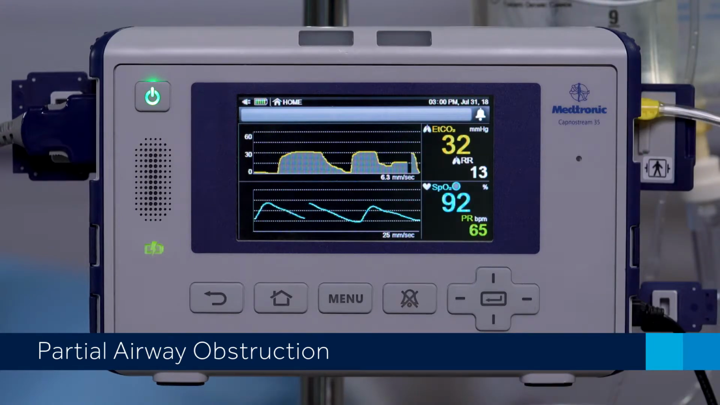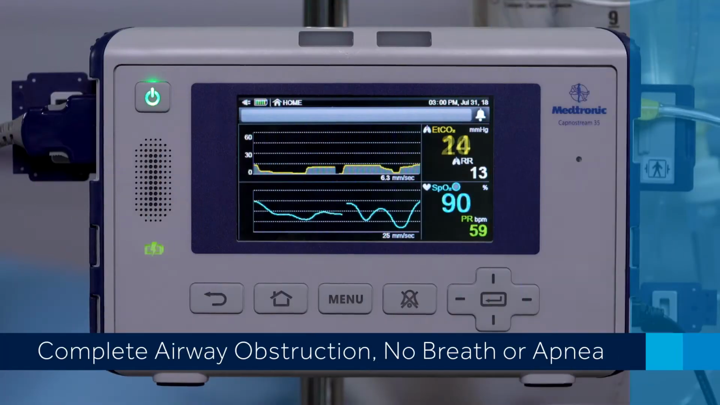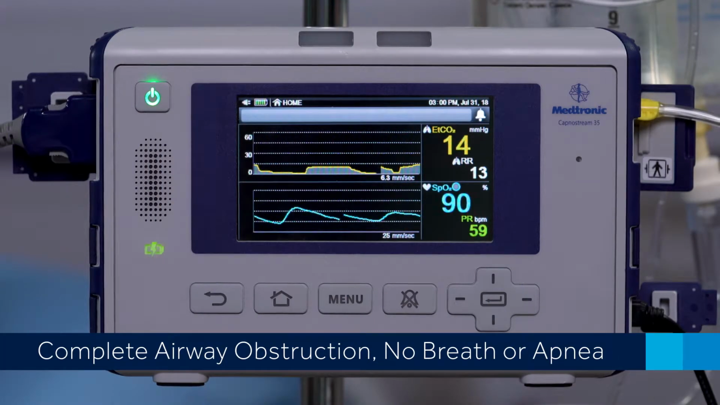Now let's look at 2 other abnormal waveforms. With a partial airway obstruction, you may see a loss of a plateau, an erratic waveform, and a decreasing EtCO2 and respiratory rate. If there is a complete loss of waveform or near zero, this may be the result of a complete airway obstruction, no breath, or apnea. The most important thing to remember is that regardless of the cause, the CO2 is not being removed from the body. If ventilation is not restored, there can be a toxic accumulation leading to respiratory failure.